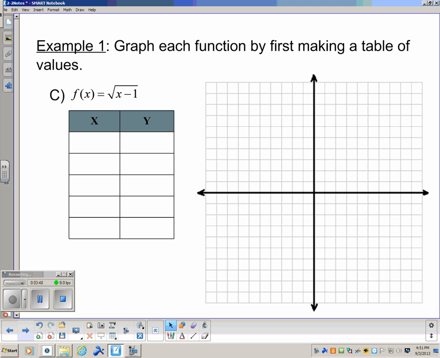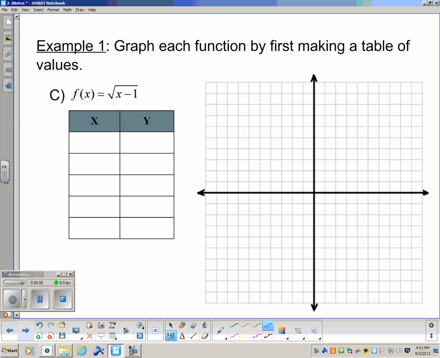And then another one here, we've got a radical. You've got a square root around this one: the square root of x minus 1. Now square roots are a little particular. You can't take the square root of a negative number, so you can't take the square root of negative 9 and get a real number. And we're graphing, so we need to graph out real numbers.